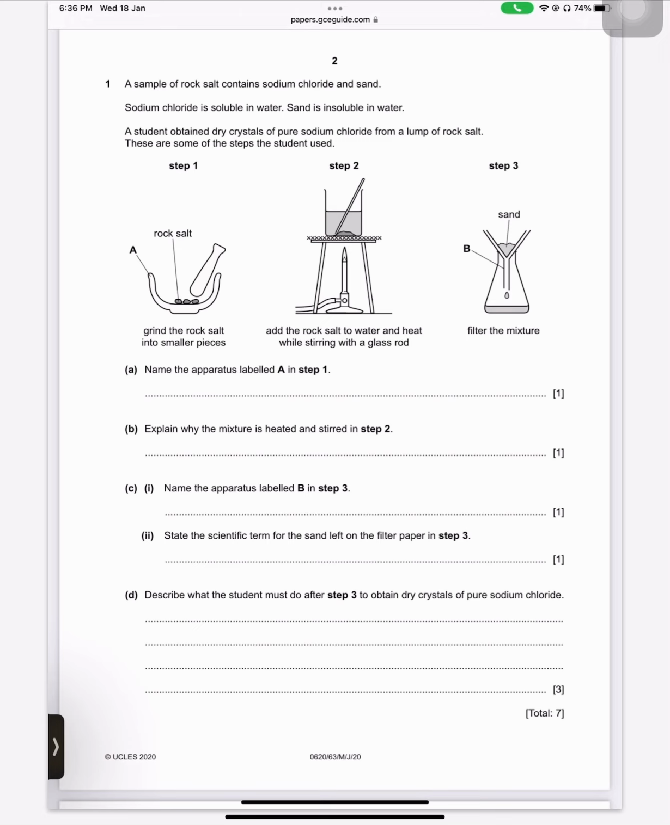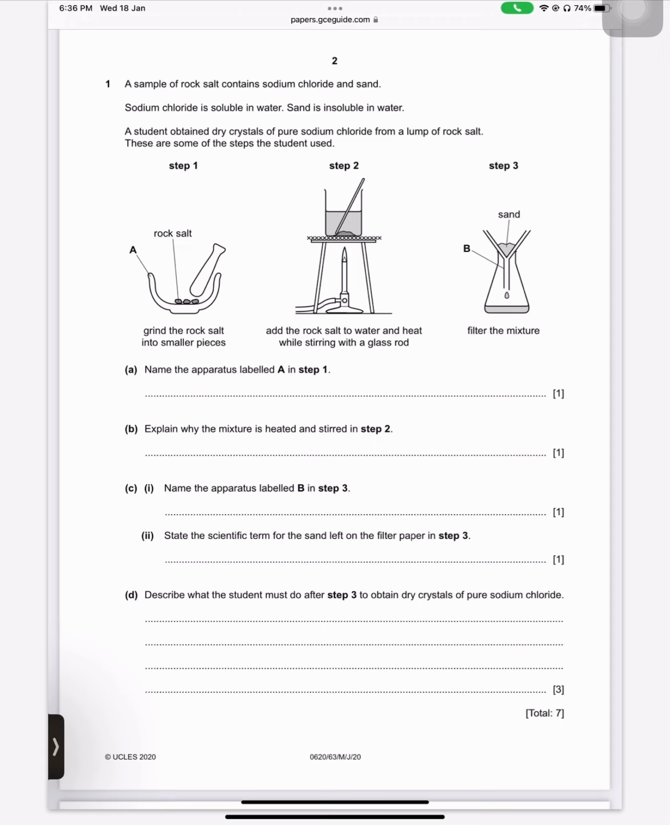Okay. So sodium chloride is soluble in water and sand is insoluble in water. A student obtained dry crystals of pure sodium chloride from a lump of rock salt. Rock salt contains sand and sodium chloride both. Okay, rock salt contains rock and sodium chloride. Okay, there are some of the steps the students use.